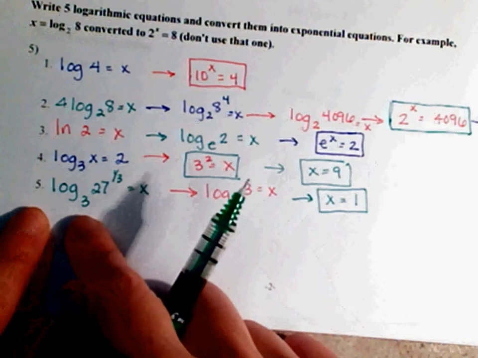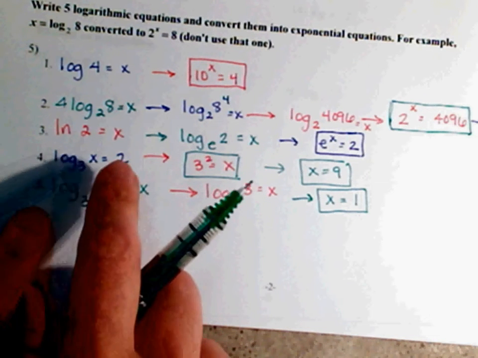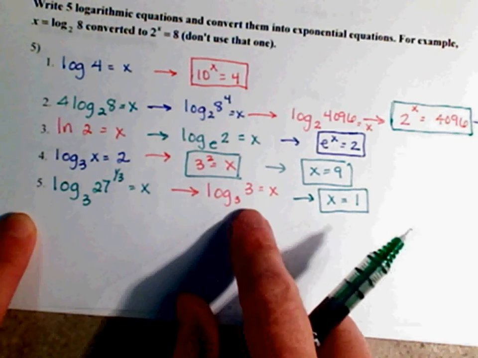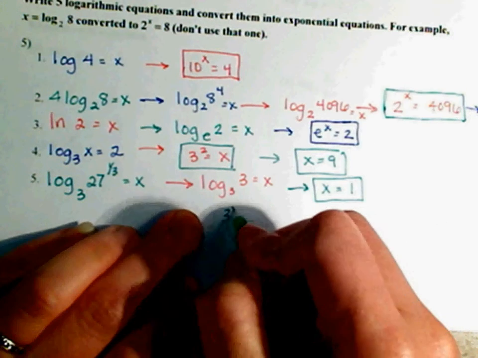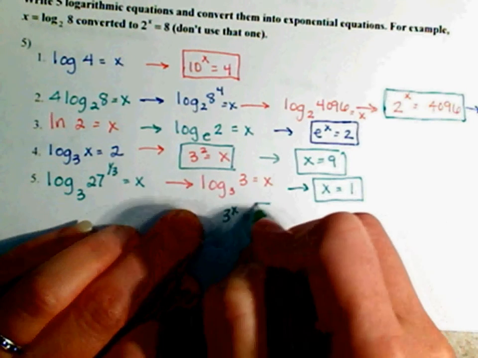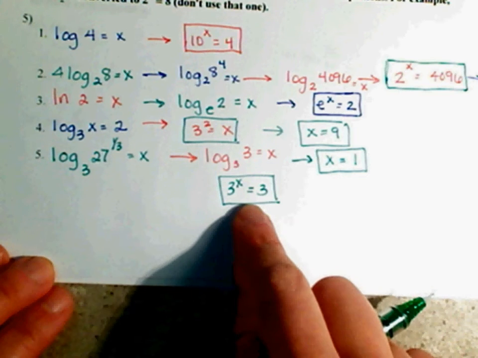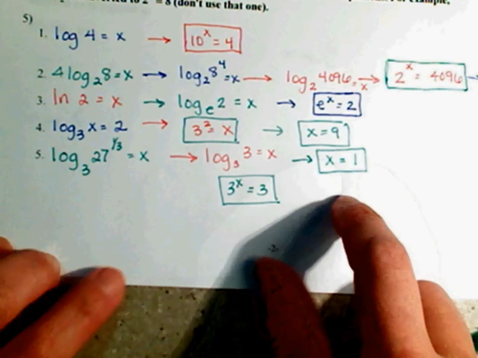Next one, I added a fraction of an exponent. You can move it up front, or you can take a cube root of 27. That's what I did, okay? And the answer for this one is actually 3 to the x is equal to 3. This is the answer I'm looking for in exponential form. However, if you go ahead and solve for it, that is fine, okay?